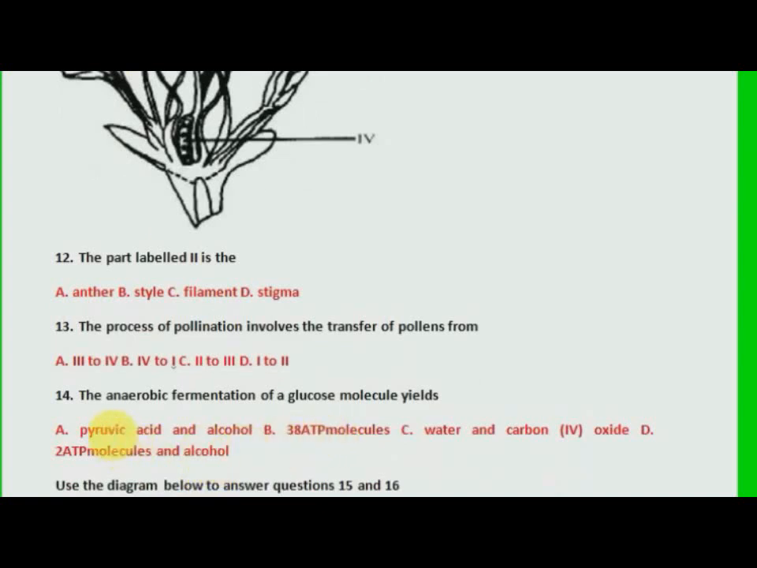All right. Aerobic fermentation of glucose yields what? Basically, does it yield pyruvic acid and alcohol? Is it water and carbon dioxide? Is it 2 ATPs and alcohol? Basically speaking, the answer is it yields 2 ATPs and alcohol. Yes, it yields 2 ATPs and alcohol. This would have been correct, but we don't have water formed. What is formed is just this and alcohol, then ATP. So the answer is D, 2 ATPs and alcohol.